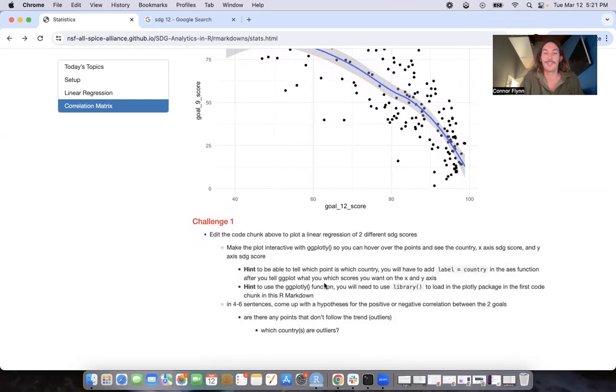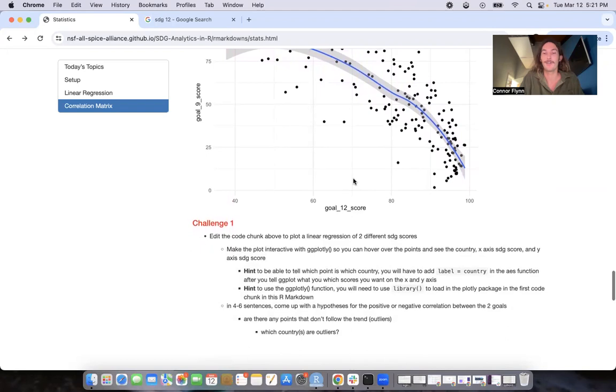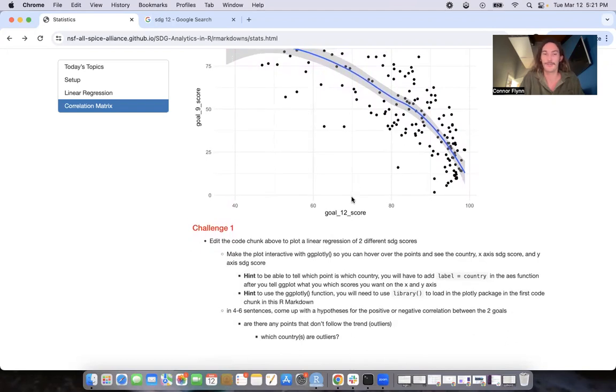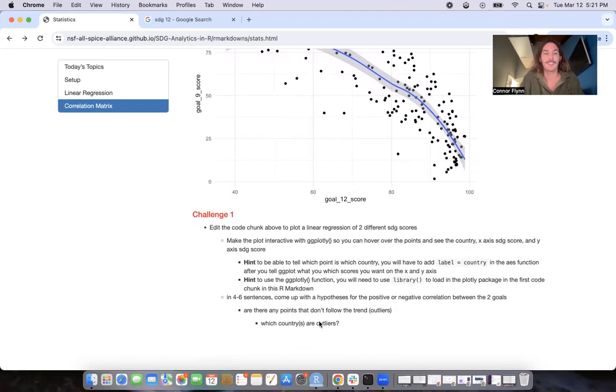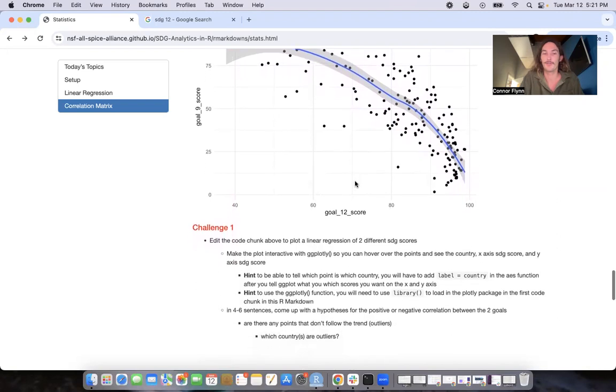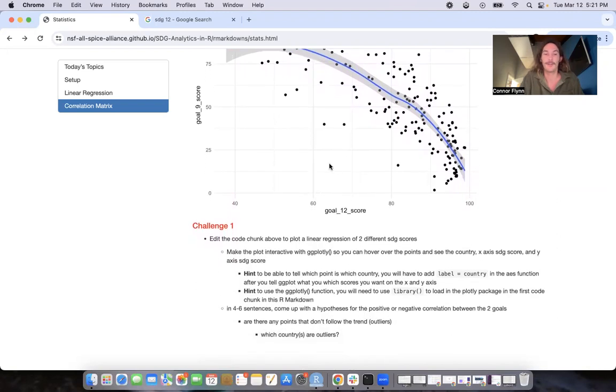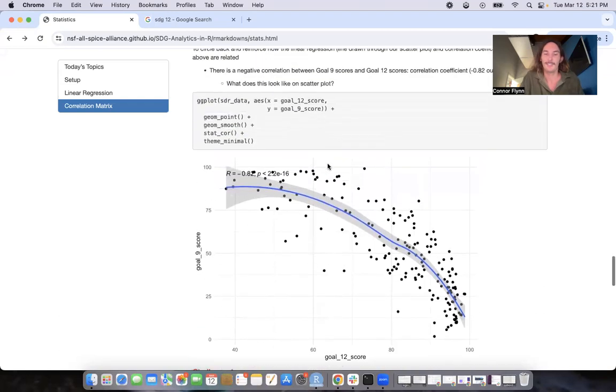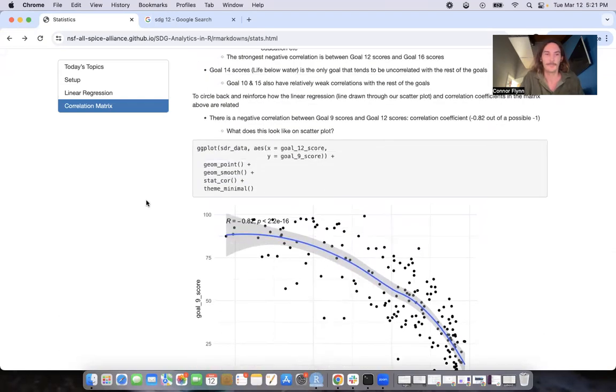And for this ggplotly function, you'll need to use library to load in the plotly package in the first code chunk. And then we're just asking you to, in 4 to 6 sentences, come up with a hypothesis for the positive or negative correlation between the two goals. We want you to think about, are there any points that don't follow the trend, so outliers? And which countries are those outliers? And maybe think about why that country might be an outlier to the trend that the rest of the countries follow. So now let's look at RStudio.